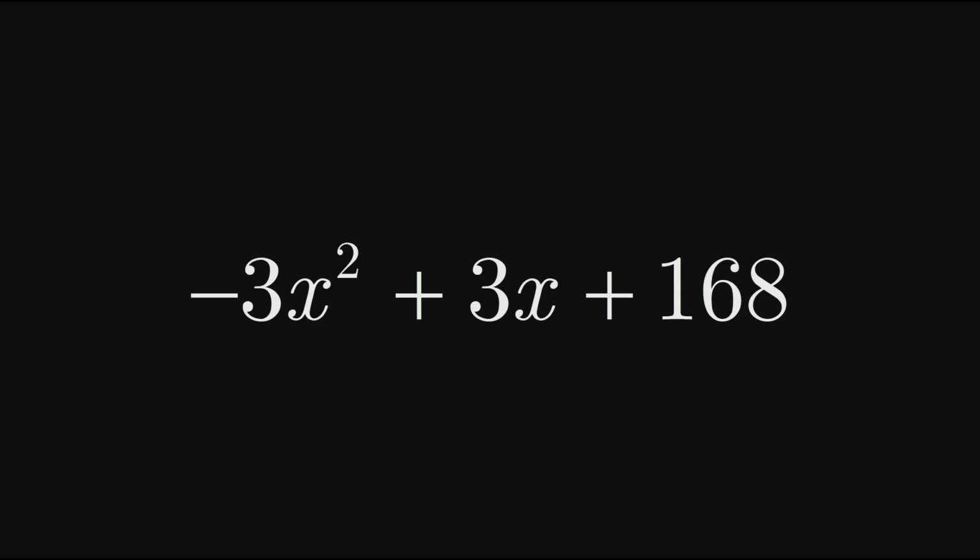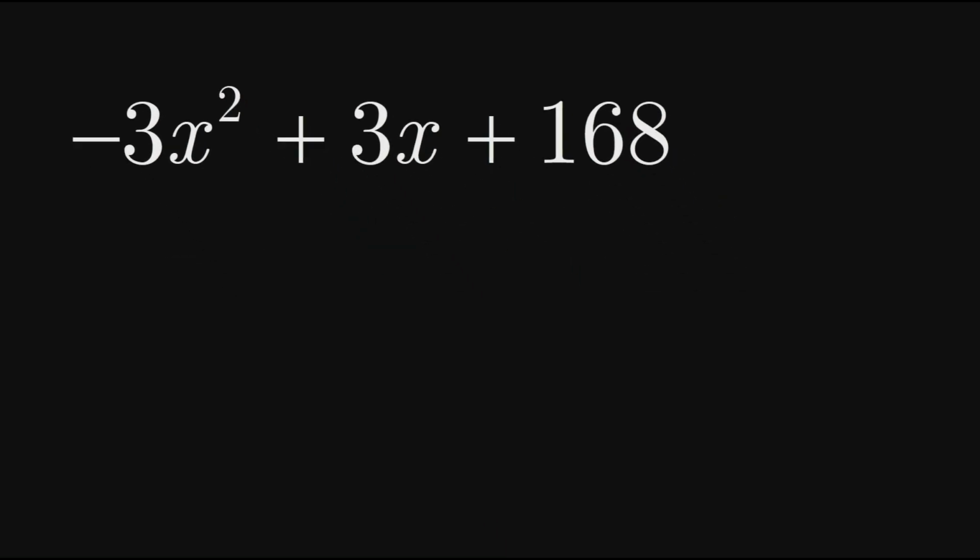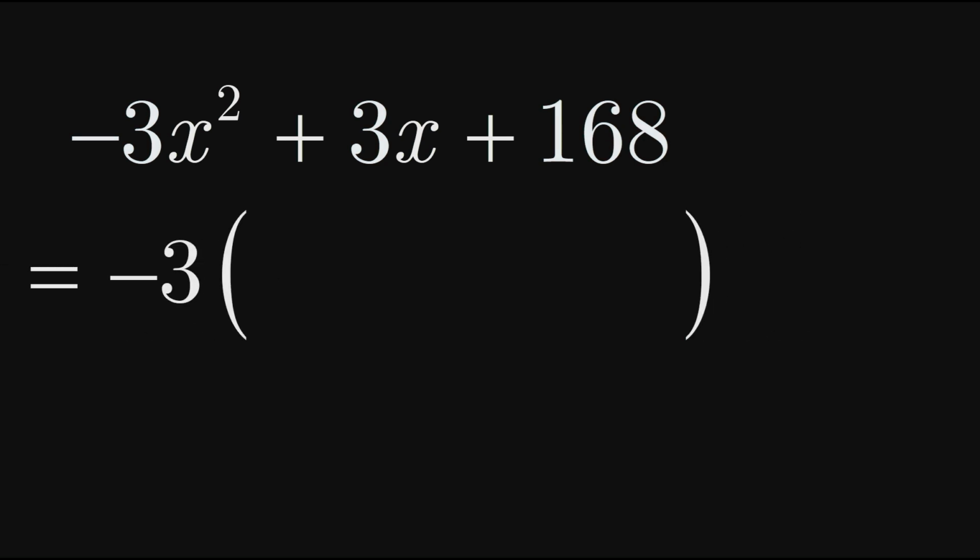Let's do one more. Negative 3x squared plus 3x plus 168. Again, we first try to common factor. Notice that our values of negative 3, 3, and 168 are all divisible by 3. So we could common factor out a 3, but since the coefficient of x squared is negative, we'll factor out a negative 3. To get our original trinomial, negative 3x squared plus 3x plus 168, we would multiply our common factor of negative 3 by x squared, negative 1x, and negative 56.